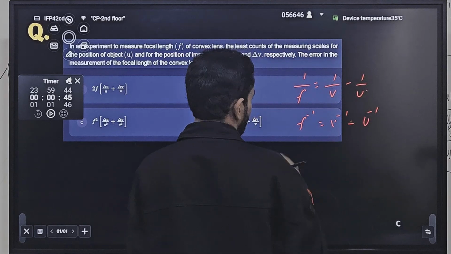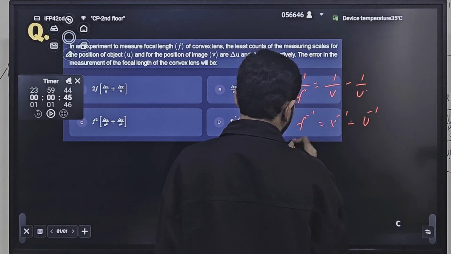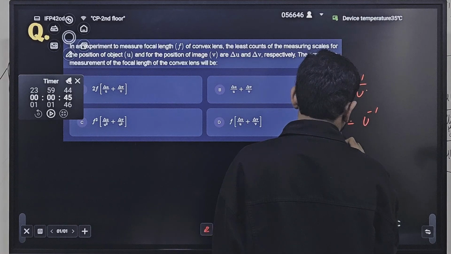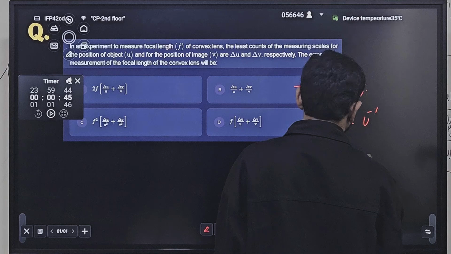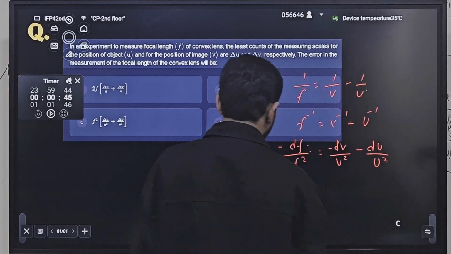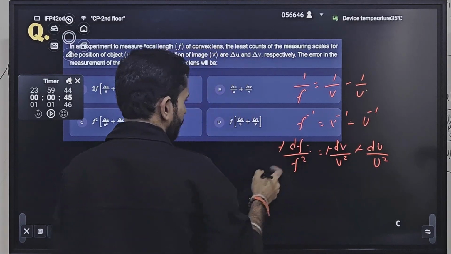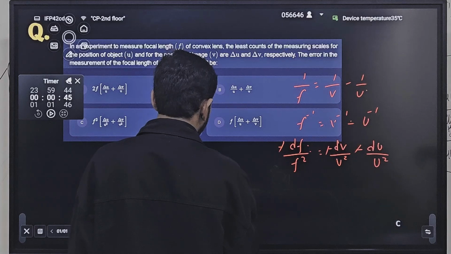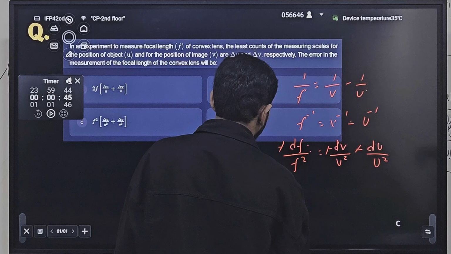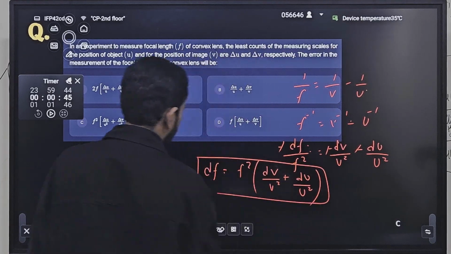Then differentiate it. When you differentiate it, what will it become? Minus 1 will come here: minus df divided by f square is equal to minus dv divided by v square, then again minus du divided by u square. Again, I will cancel all these subtractions, since errors never get subtracted. That means finally, df should be equal to f square into dv by v square plus du by u square. This will be the error in f.